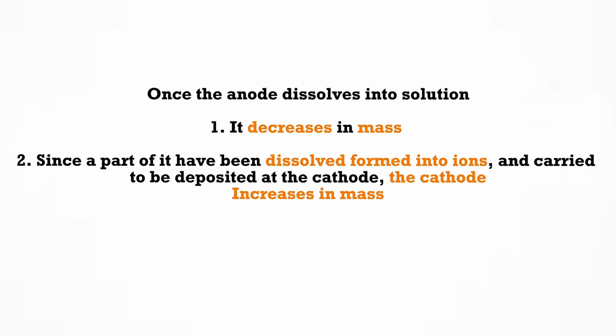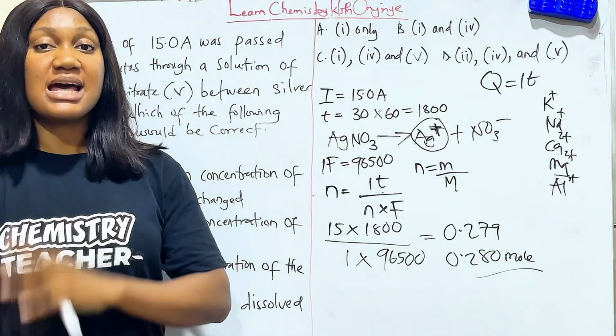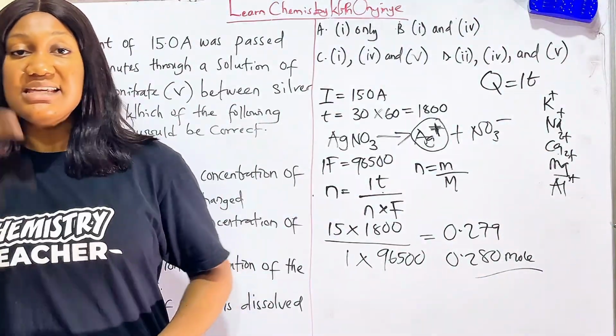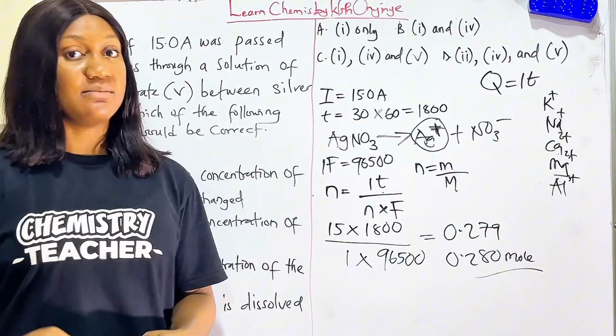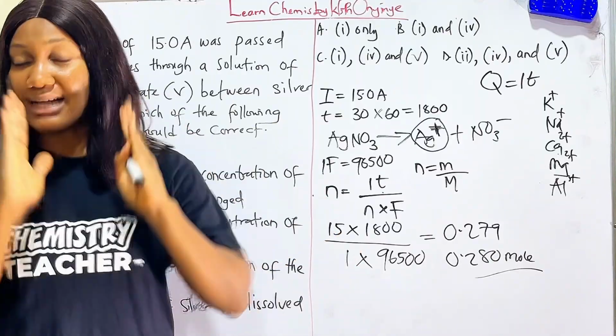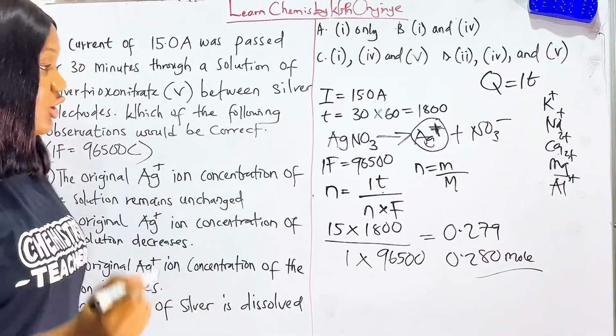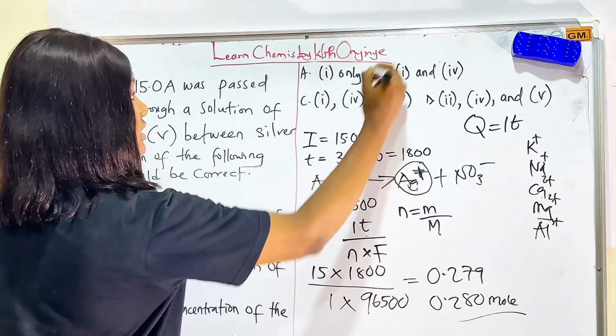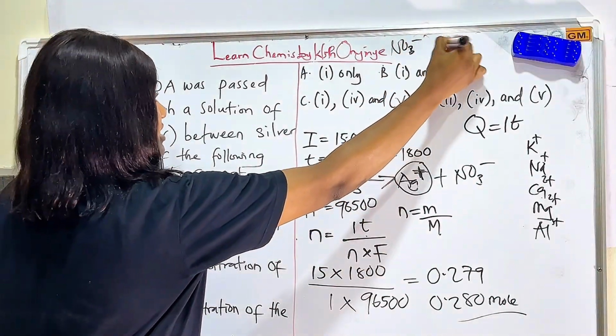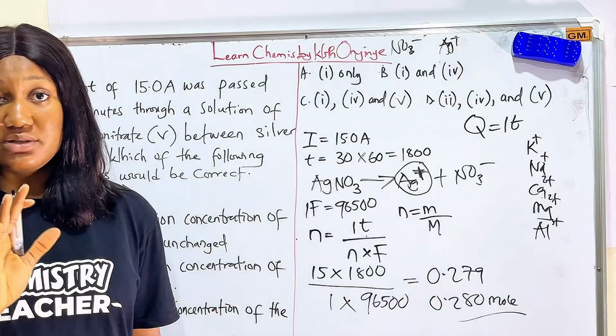As that cation that has been formed from your anode flows to your cathode to be deposited, the mass at the cathode will increase. So what happens in this is a loss in mass rather than a discharge of ion. What happens at the anode is a loss in mass of the anode, and what happens at the cathode is a gain in mass. Now, do you get this? The cathode is unaffected. At the anode, the electrode itself dissolves. So you're not going to have only NO3, you're going to have NO3 and silver. Now, do you understand this?